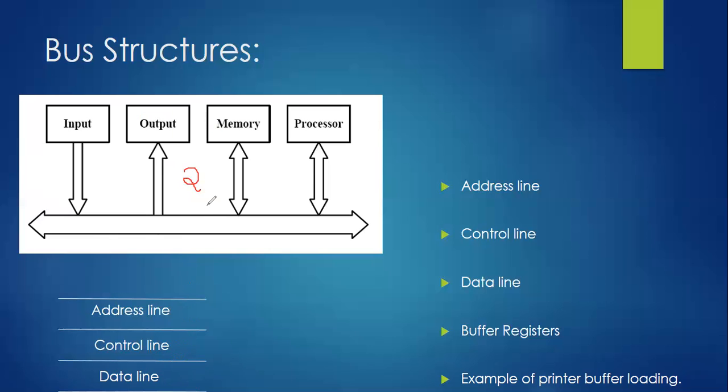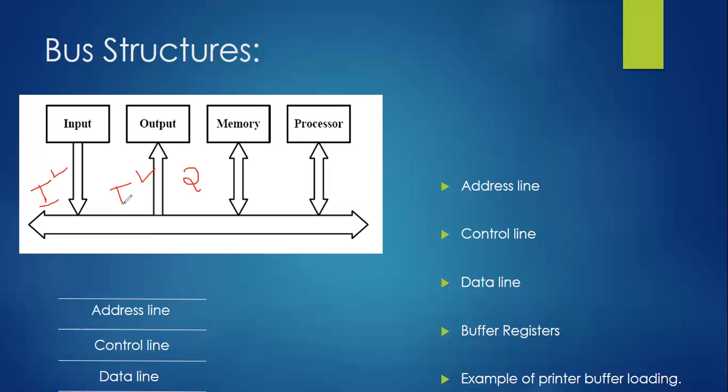Remember, this is the drawback of the single bus structure, the bus structure mentioned in your module number 1. At a time, only two devices can be active. One will be the initiator and the second will be the target. One initiator and one target can be active at a time.